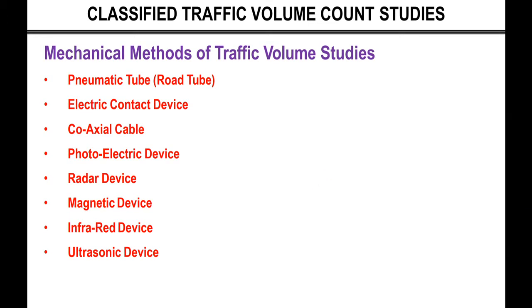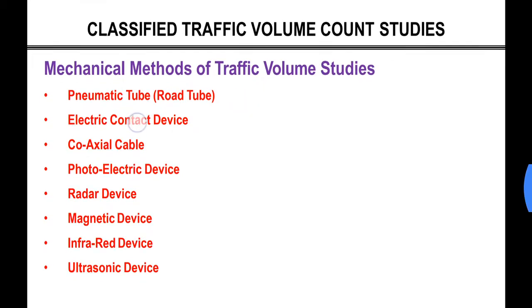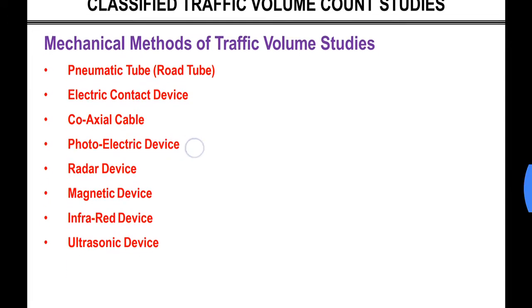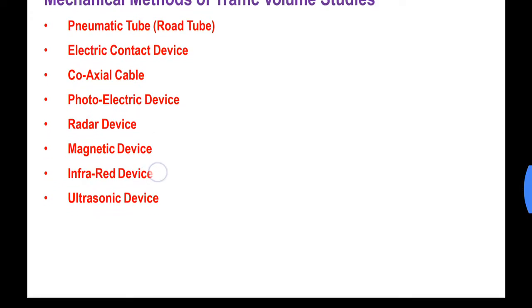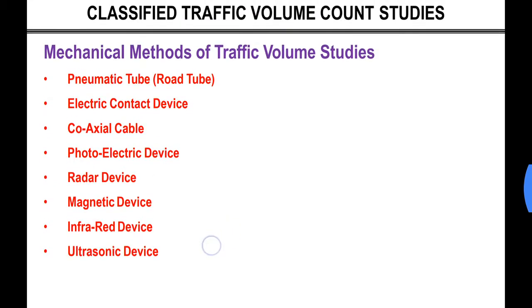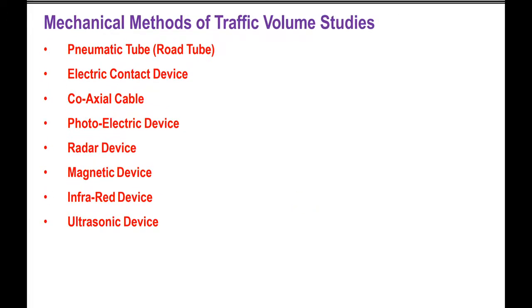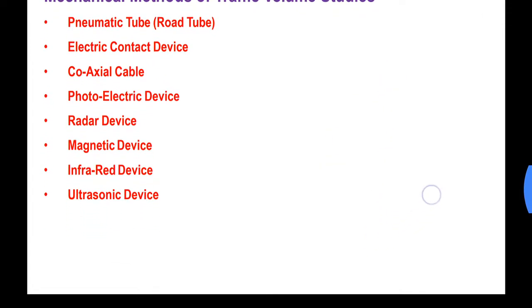These are pneumatic tube, also known as road tube, electric contact device, coaxial cable, photoelectric device, radar device, magnetic device, infrared device, and ultrasonic device. These are a few devices which we can make use of in order to manually or mechanically count the number of vehicles on the road section. Now we'll try to discuss a few of these.